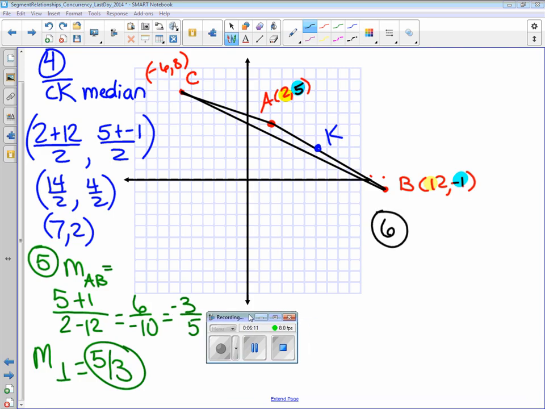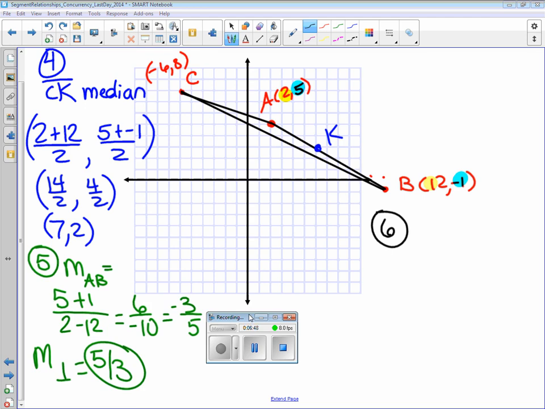Do you see any keywords in question 6? Altitude. What does altitude do? It's from one of the vertices, and what does it do to the other side? Makes a right angle. It's perpendicular. Which vertex am I using? Which point does the altitude start at? If you look at number 6, which point is on there? A, B, or C? What does it say? Point N on BC. We want an altitude that is NA.